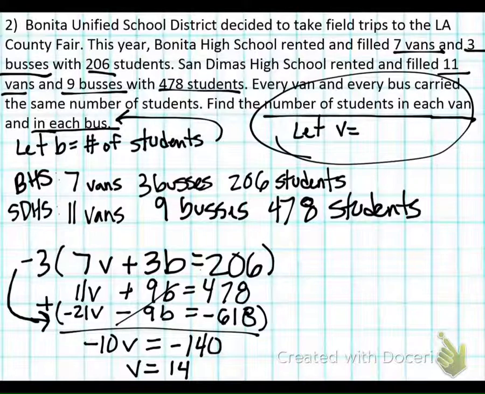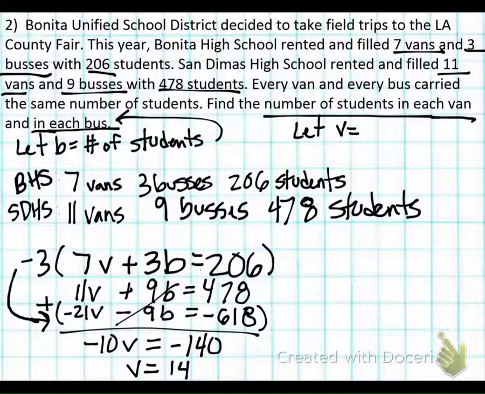Remember that v is the number of students in each van, so this is saying that there's 14 students in each van, which is reasonable, right? One of the big vans. Okay, then I'm going to plug v equals 14 back into one of my original equations to solve for b.